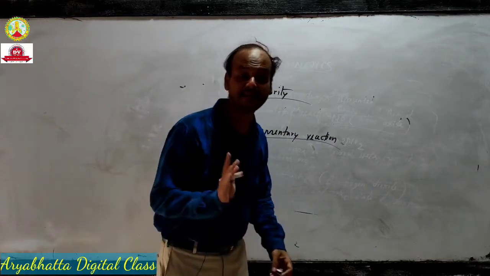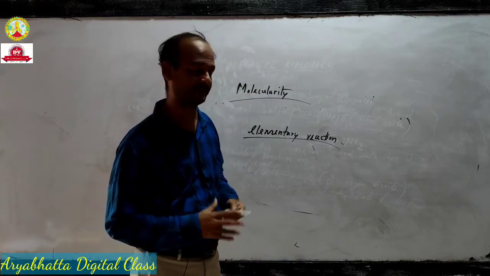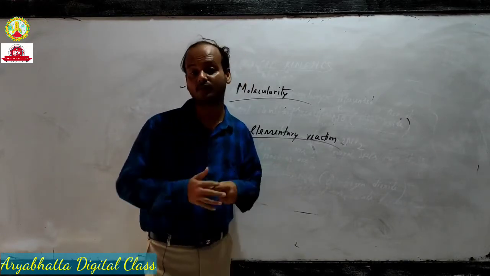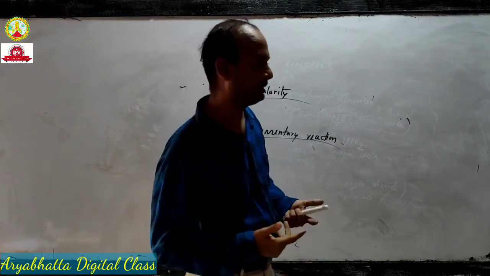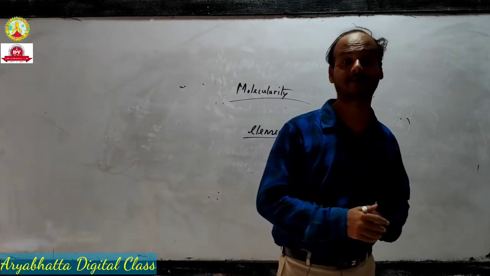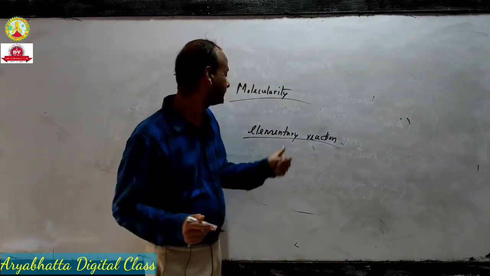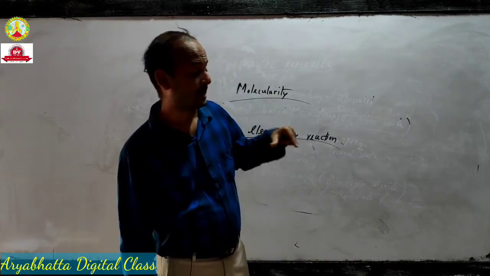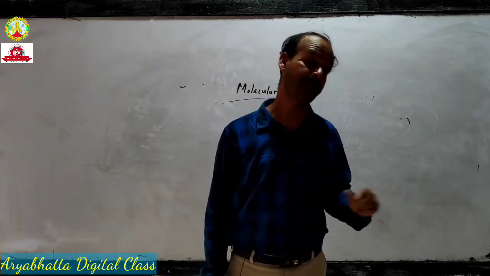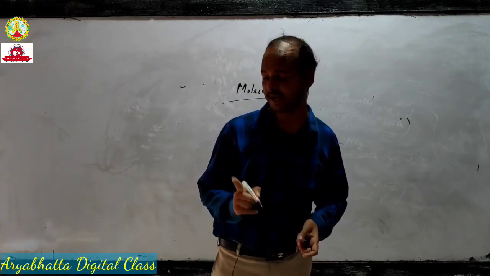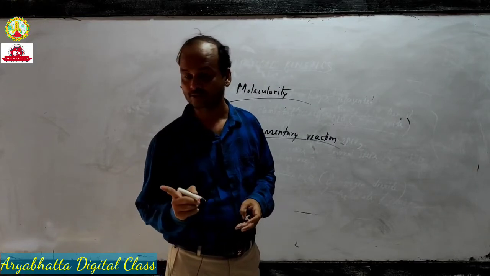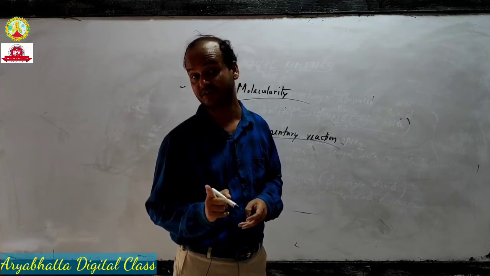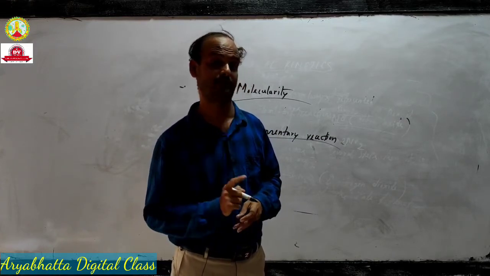But we know that in a reaction not only molecules are involved. In a reaction molecules can participate, atoms can participate, and ions can participate. So the definition of molecularity can be modified. Means what? The number of reacting species, which may be atoms, or it may be molecules or ions, taking part in an elementary reaction is called the molecularity of a reaction.